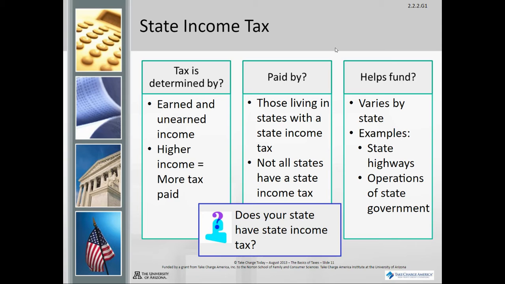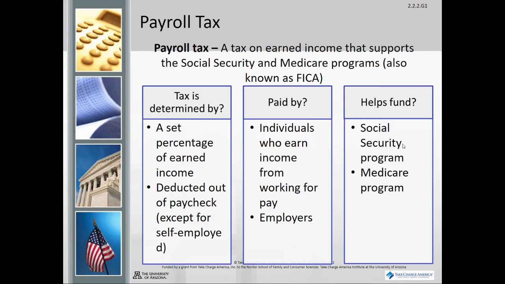State income tax is also dependent on how much you make, so more money, more taxes. But there are some states that don't have income taxes. You can guarantee that they're going to get your money one way or another. So those states maybe have higher property taxes or they have higher sales taxes to compensate and make sure that they can still have enough money to cover all of the costs that that state is going to incur. And some examples of that are the state highways and the operations of the state government.